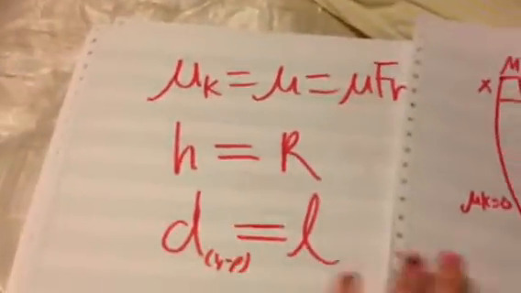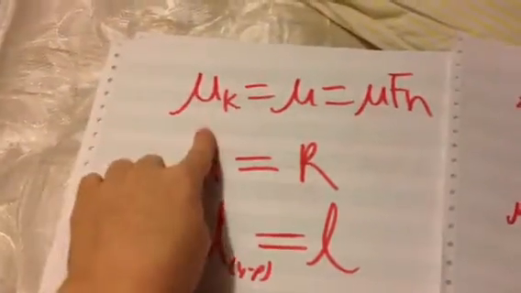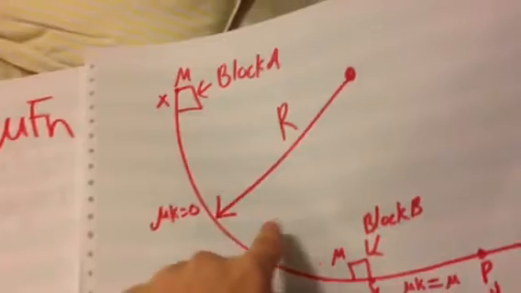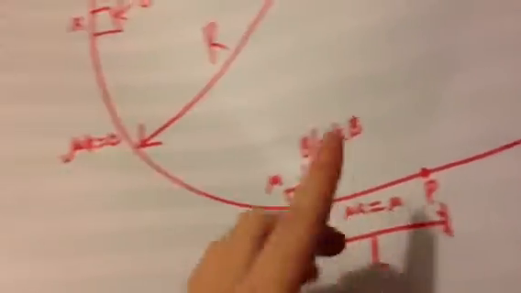Now, if we go by our picture here, we can find, to use later on, that the friction equals mu Fn. And then we see that the height, right here, is going to be equal to r. And that the distance between Y and P, for D, will be equal to L.